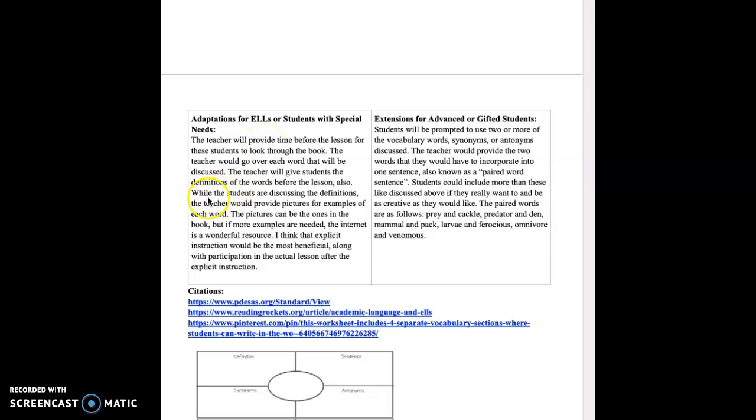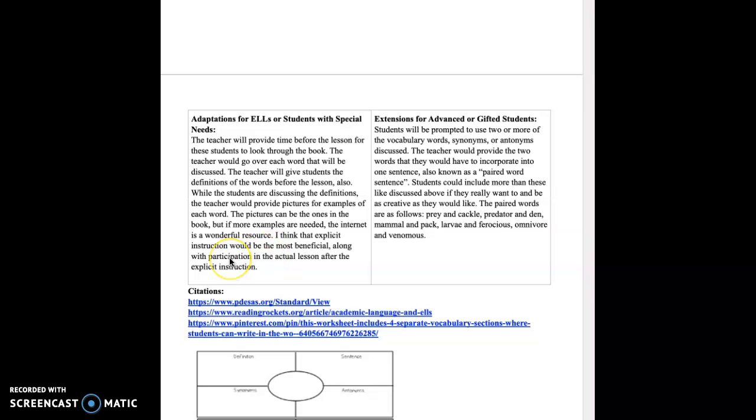While the students are discussing the definitions, the teacher would provide pictures for examples of the word. So I didn't include these pictures with my lesson, but for example, one of my words was predator. I might include a dinosaur with sharp teeth and explain why that's a predator. So the pictures can be the ones in the book also. I did include that here. But again, if needed, the internet's an awesome resource for pictures.